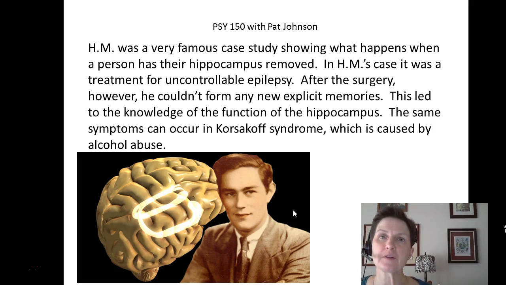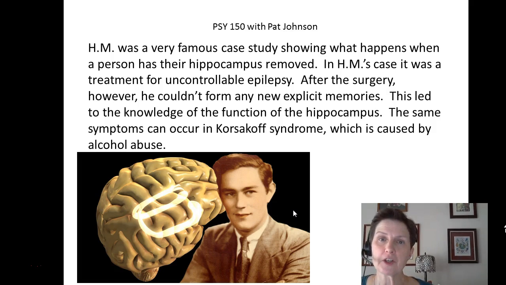This was before there was a serious mapping of the brain done, knowing what the hippocampus did. So HM had uncontrolled epilepsy. They went in and removed that area of the brain, and after surgery it helped his epilepsy, but the horrendous symptom that he displayed was that he could no longer form new explicit long-term memories. And HM is famous because he led to the knowledge of what the hippocampus does.